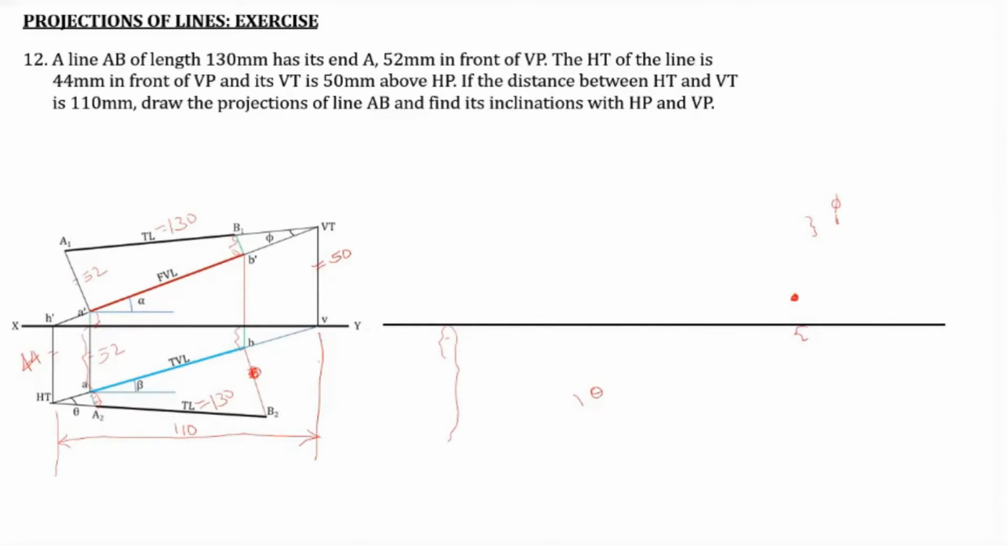So we start with our XY line, then the projector for the HT and projector for VT, which are at 110 millimeters apart. Then the HT is marked. HT is 44 millimeter in front of VT. HT is marked as well as H dash is marked. Then VT is marked and V is marked. H dash and VT are in the same straight line, so it is being joined. Then HT and V are in the same straight line, they are joined.